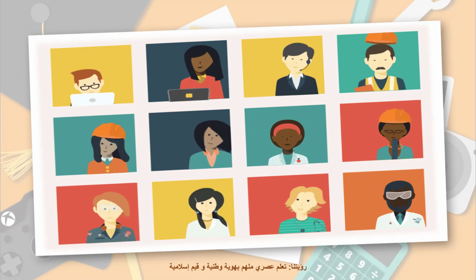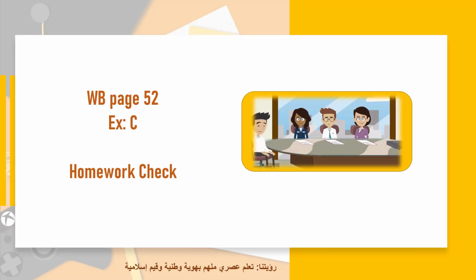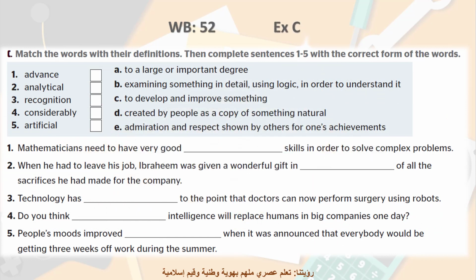And as we always did, let's first check your homework. Open your workbooks, page 52, to check exercise C. In exercise C, you were kindly asked to match the words with their definitions. We have here 5 words which are advanced, analytical, recognition, considerably, and artificial. And we have on the opposite side the definitions of these 5 words. All you had to do was to write the letter of the definition in front of the word. And you had to do the second part, which is to write the words in the spaces to fill them in.